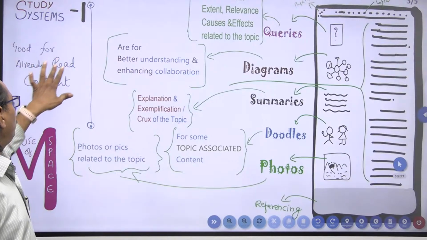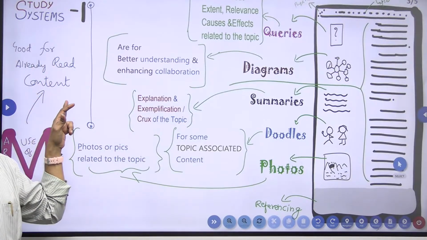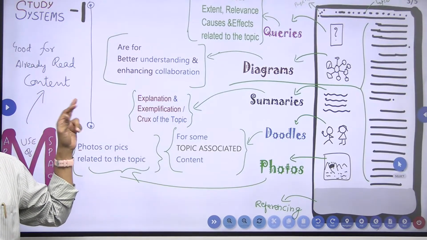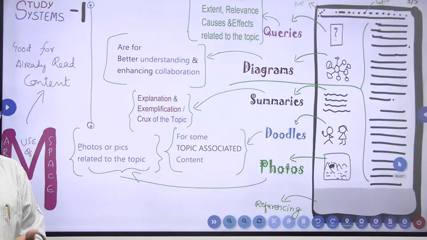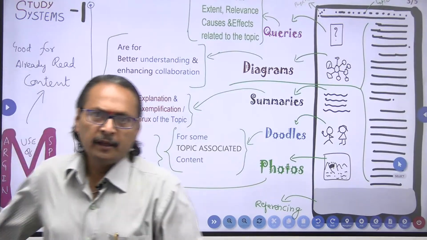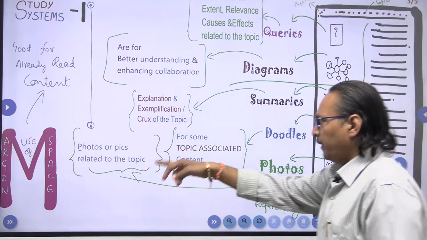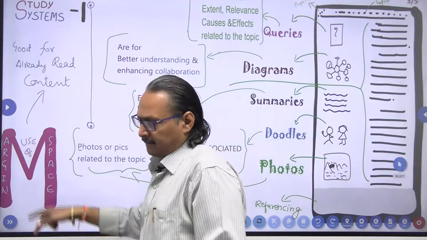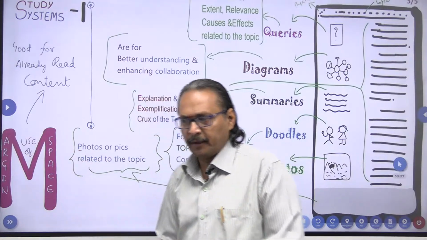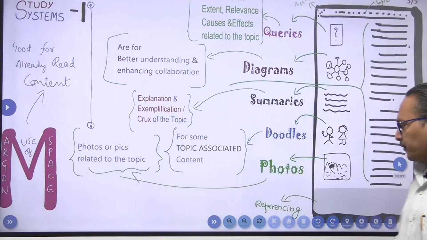So this is good for already read content. So already you have read that particular text, you are doing a second time reading. At that time, this technique of making use of margin space is going to be very much useful to you.